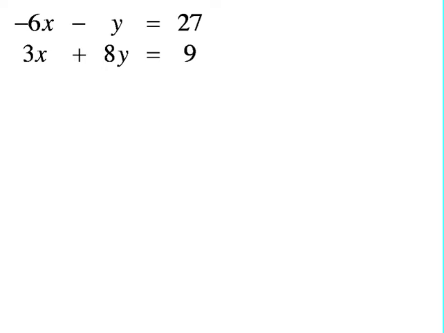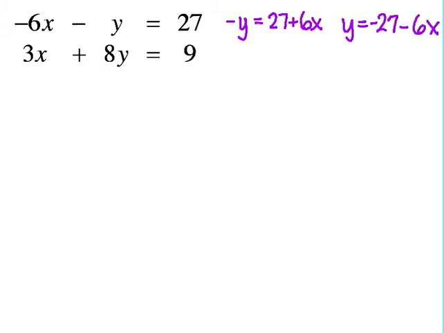If I add 6x to both sides, I'm going to get negative y equals 27 plus 6x. Do you see what I did? I just added the 6x there. But I don't want it for negative y, so I need to solve it for positive y. I'm going to switch the sign. So really, what would y equal? Negative 27 minus 6x.